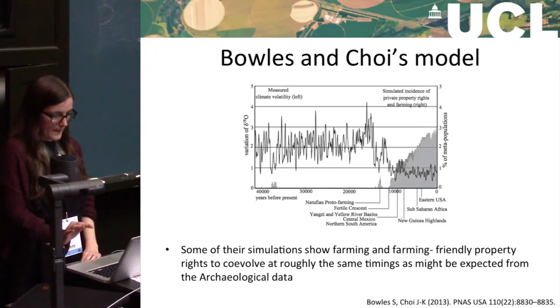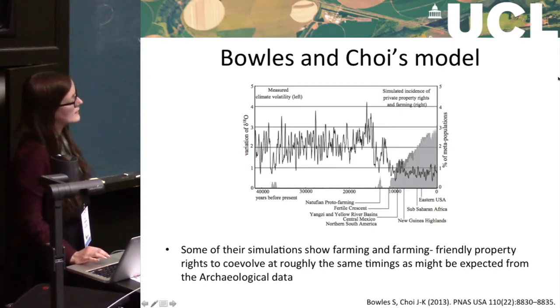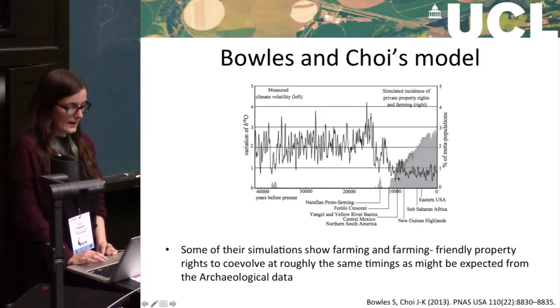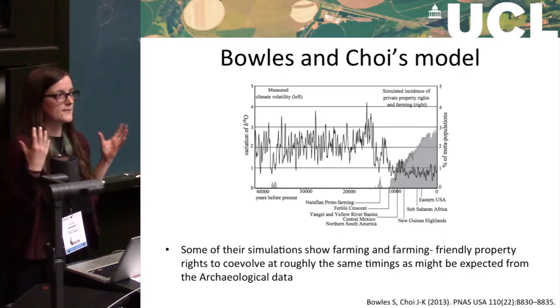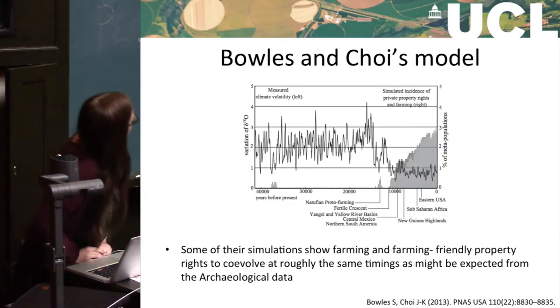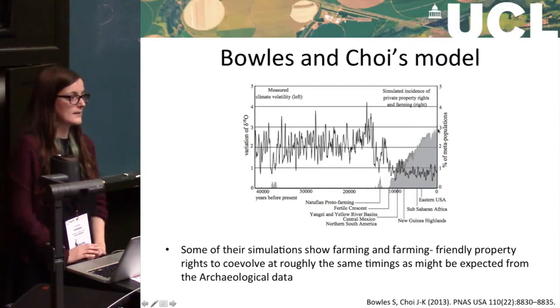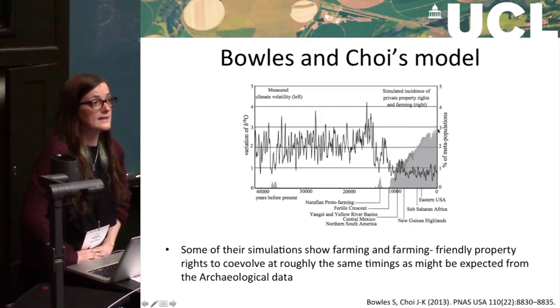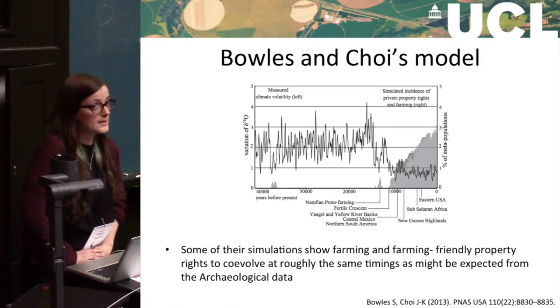So they ran their model, and they get a result. The black wiggly line is the climate volatility data, and the grey lines are basically how much bourgeois farming there is. So this is the farming with farming-friendly property rights. On the x-axis, there are some of the key events from the archaeological record, amongst them when agriculture began in the Fertile Crescent. What they see is that when agriculture began in the Fertile Crescent, they get a steady increase in farming and farming-friendly property rights. So that sounds pretty good. However, when you look at their justification for parameter values, it's either non-existent or very weak.